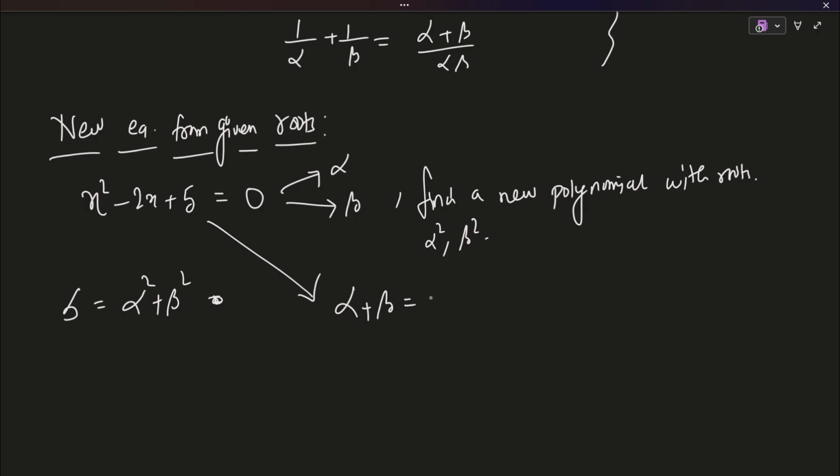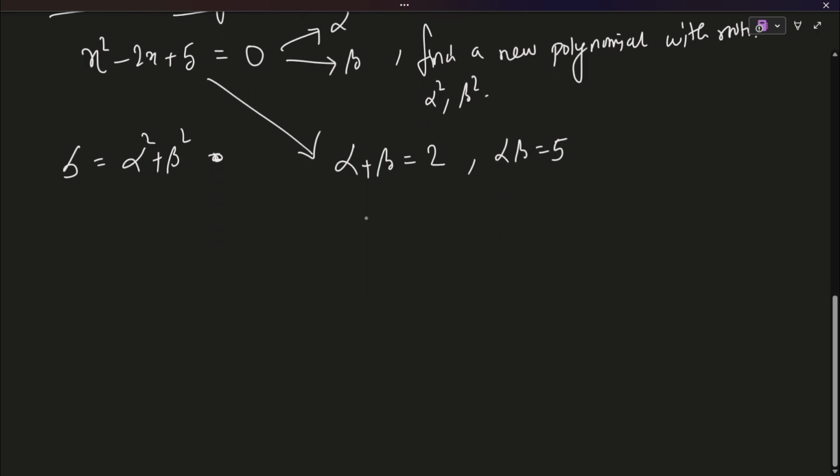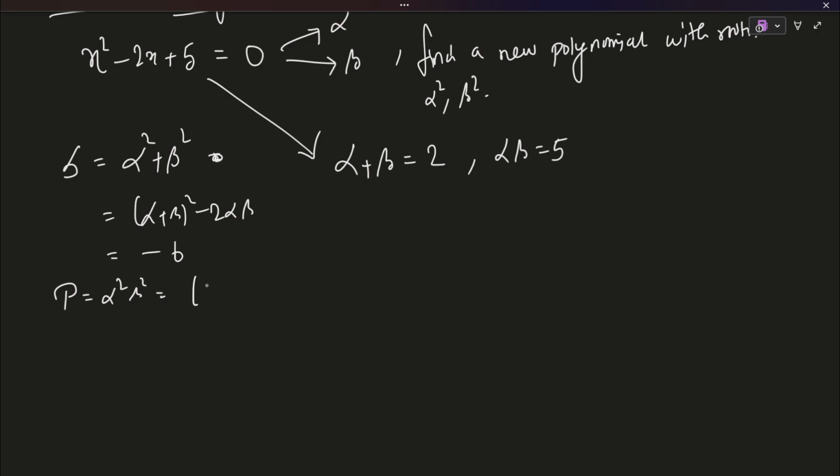It's alpha plus beta equals 2, correct? And alpha beta equals 5. This is already true. So then the sum of the roots, alpha square plus beta square, is alpha plus beta whole square minus 2 alpha beta, correct? And this would mean that this is basically equal to 4 minus 10, which is minus 6. And similarly, the product of the roots, alpha square beta square, is nothing but alpha beta whole square, which is 25. Now you got both the things.